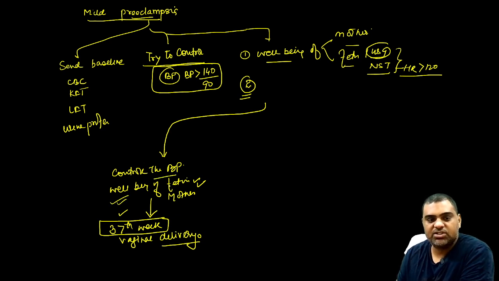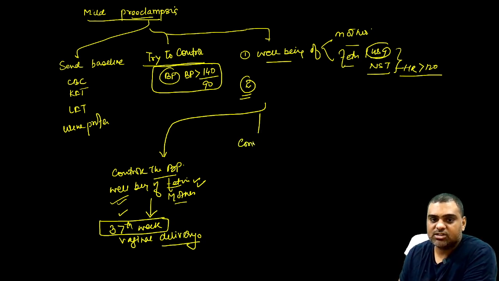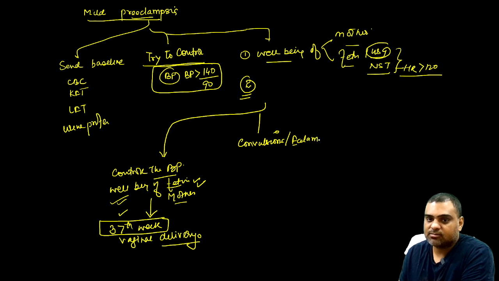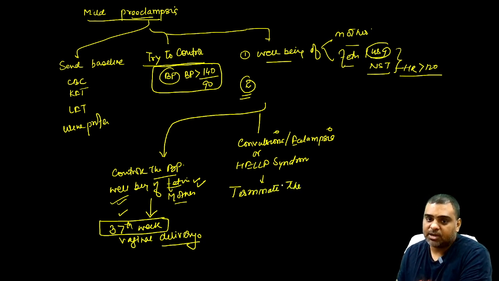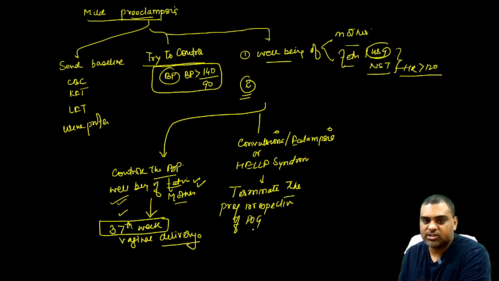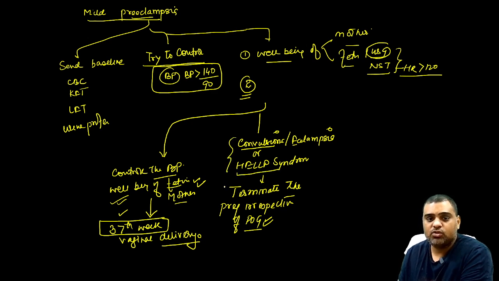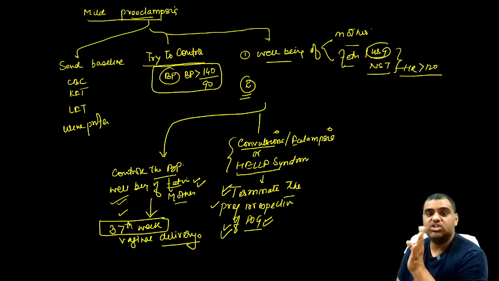So if the BP is controlled, and the fetus and mother are all well, there is no problem, then we go for the 37th week. If there are convulsions, that means there is eclampsia, or there is HELP syndrome, then you will terminate the pregnancy irrespective of the period of gestation. This is very important because a lot of questions are asked. Even a single convulsion, or HELP syndrome, and you terminate the pregnancy irrespective of the period of gestation. Okay, so please remember this.